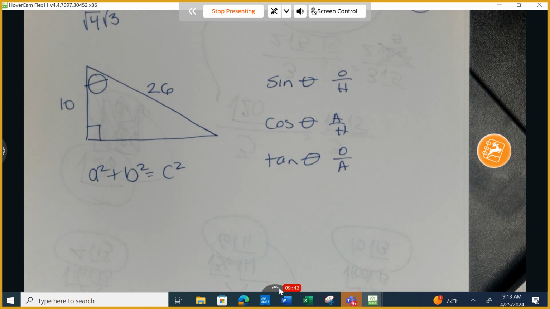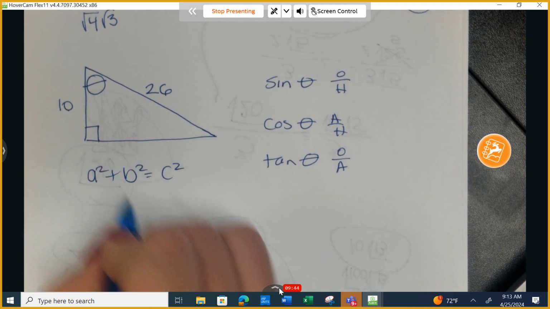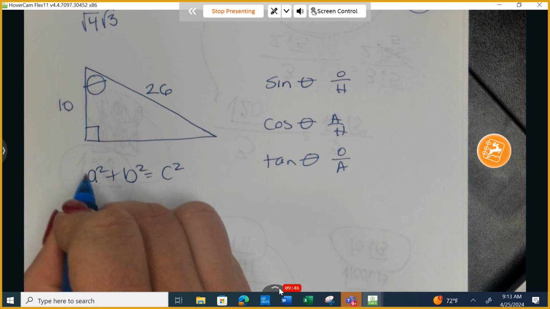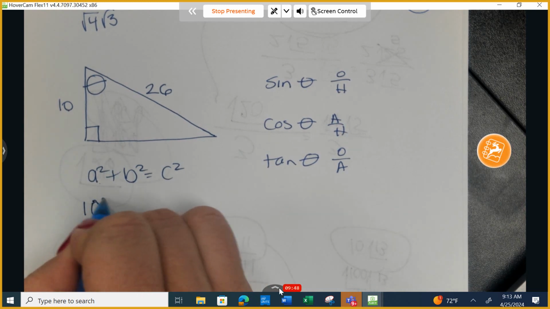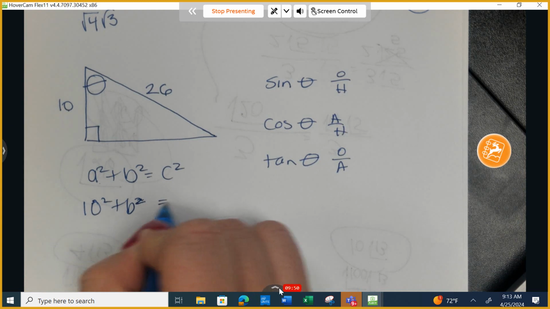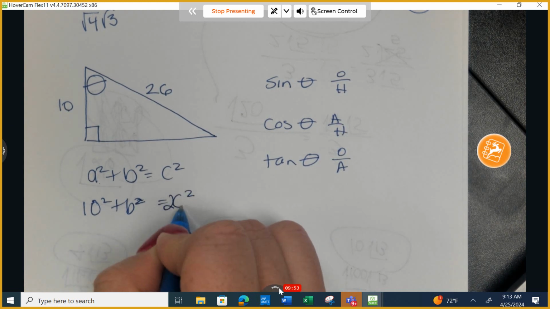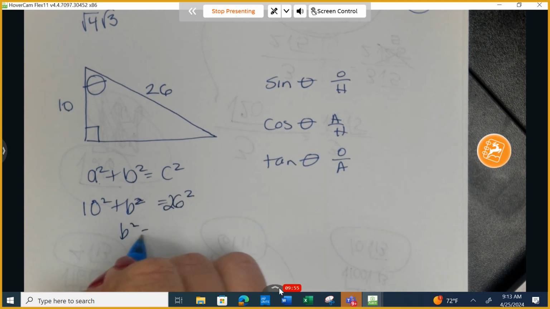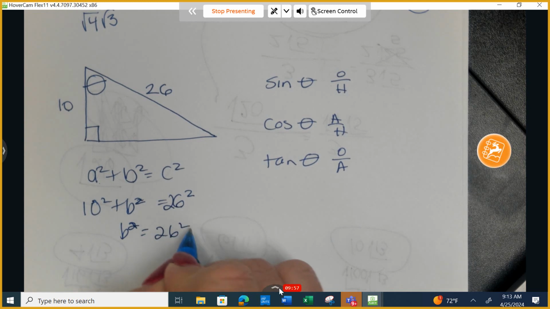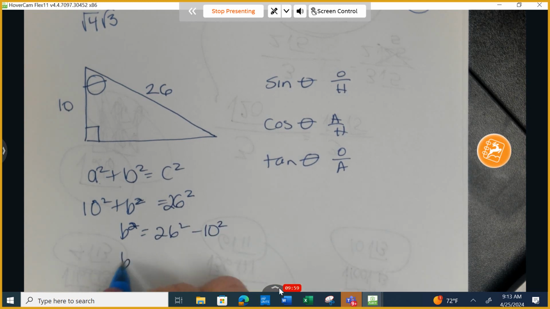Now, some steps I'm going to do on my calculator. A can be 10 and B can be the other leg. It doesn't matter which one it is. I'm going to make A 10. I don't know the other leg, but I know the hypotenuse is 26. Now I can isolate b squared by taking 26 squared and subtracting 10 squared.